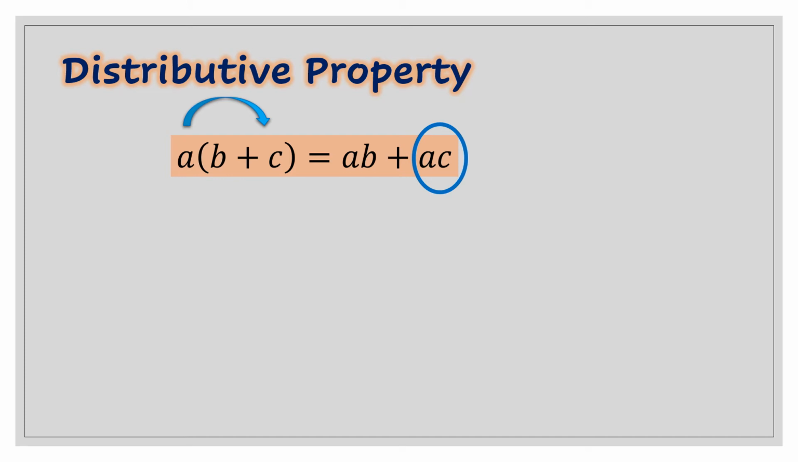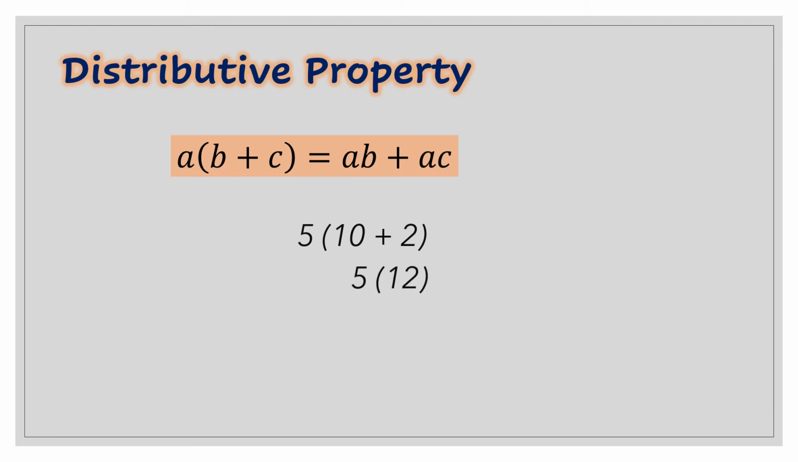operation nito is multiplication. Example, if you have 5 times the quantity 10 plus 2, that means uunahin mo muna dapat ang 10 plus 2 bago ita times sa 5. So that will give us 5 times 12. And 5 times 12 is 60. But by applying distributive property, we will have 5 times 10 plus 5 times 2. 5 times 10 is 50 and 5 times 2 is 10.